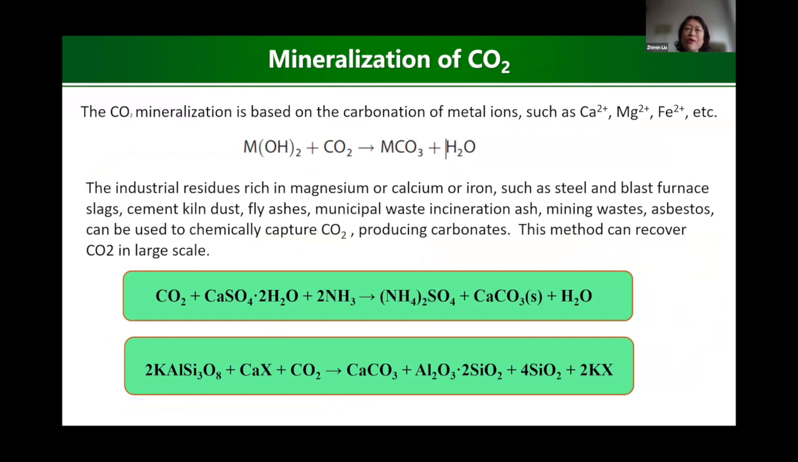Mineralization of CO2 is another way for CO2 fixation, which is based on the combination with metal ions. Some industrial residues rich in metal ions, such as steel and blast furnace slags, cement kiln dust, fly ashes, municipal waste incineration ash, and things like that can be used as waste resources, recovered resources for production of carbonates. This method can recover CO2 on a large scale.